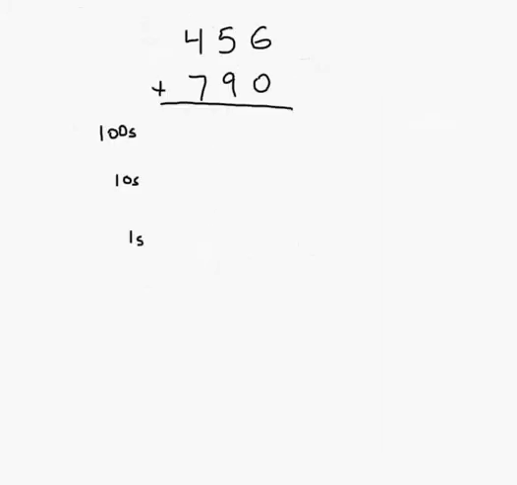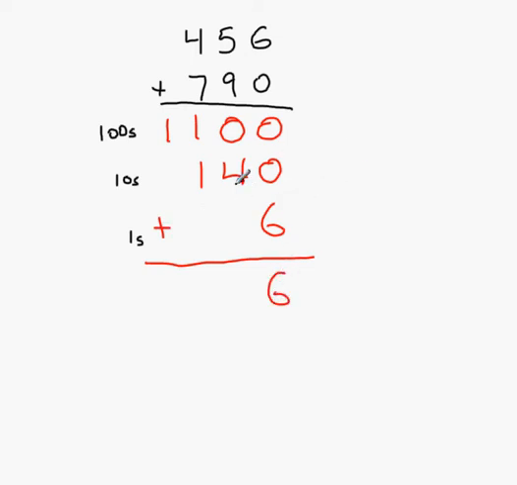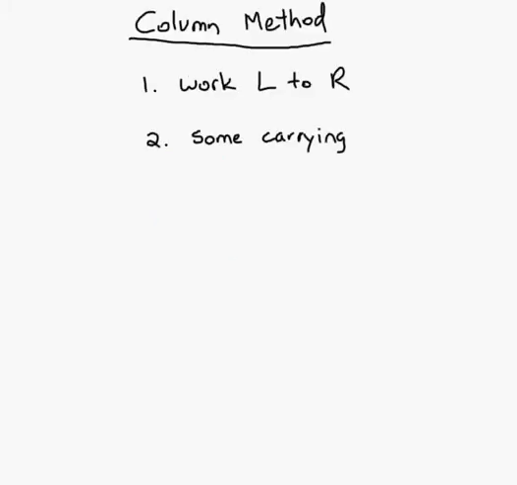Now here's an example of partial sums. We're going to start with the hundreds place. 4 plus 7 is 11, and we're dealing with hundreds. Then we go to the tens. 5 plus 9 is 14 tens. And then we do the single digits, or the ones, and that's 6 plus 0. And we add them up. 6, 4, 1 plus 1 is 2. And we bring the 1 down, 1,246. That's partial sums.